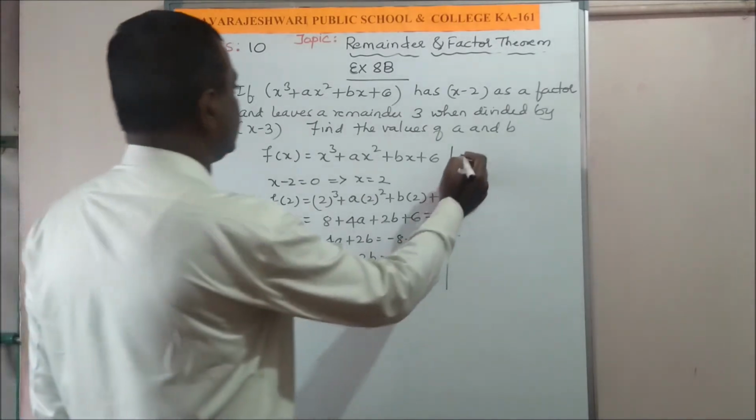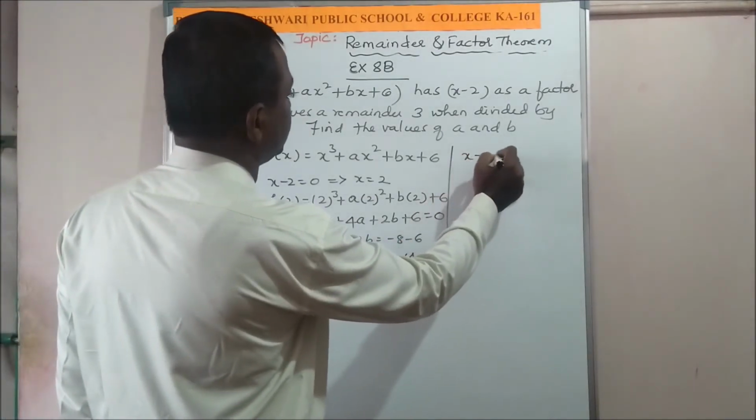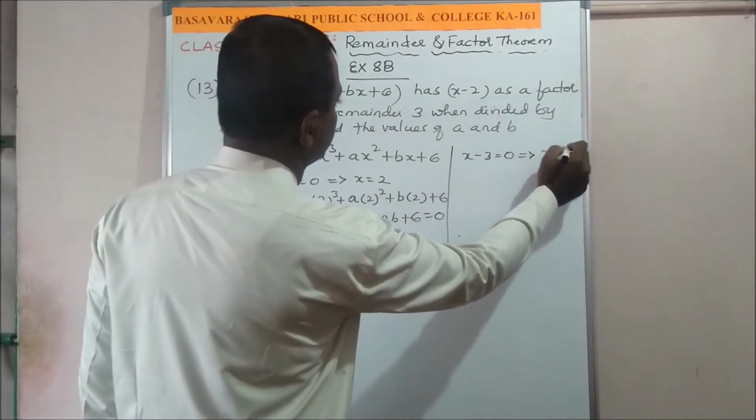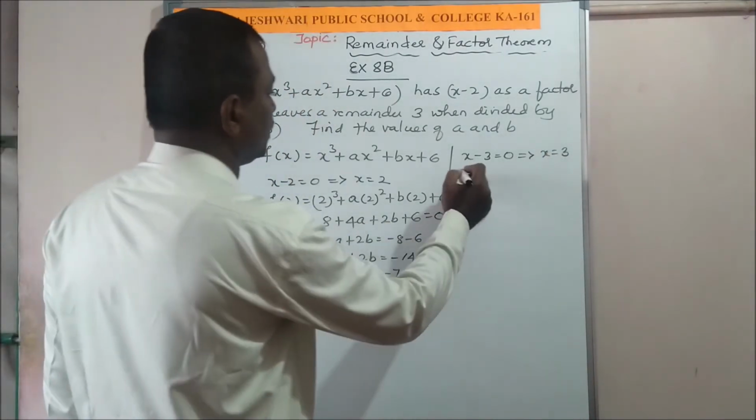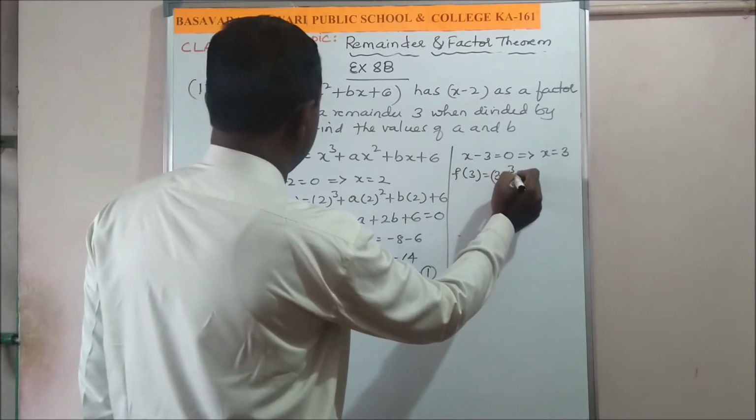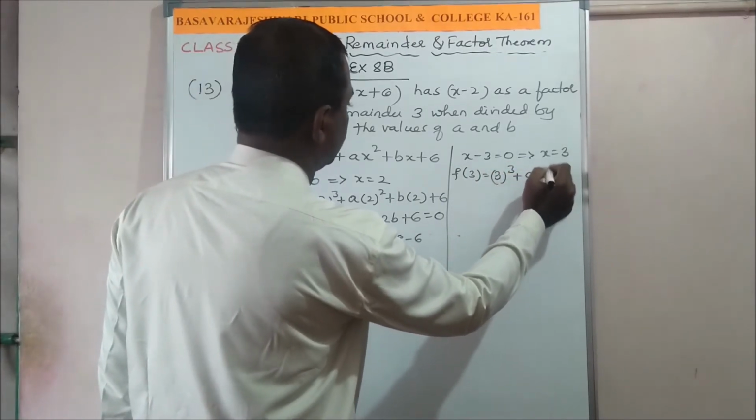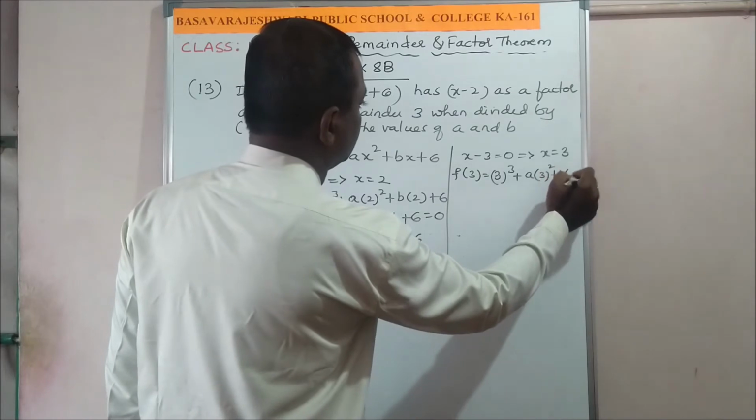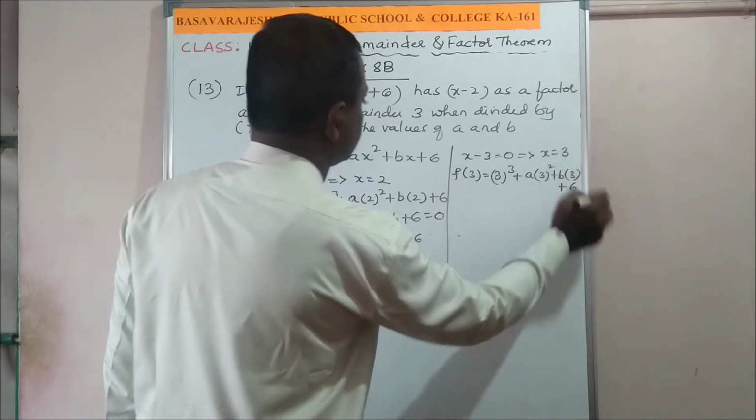Second part, they are saying that x minus 3 is equal to 0. This implies x is equal to 3. So f of 3 is equal to 3 cube plus a into 3 square plus b into 3 plus 6.